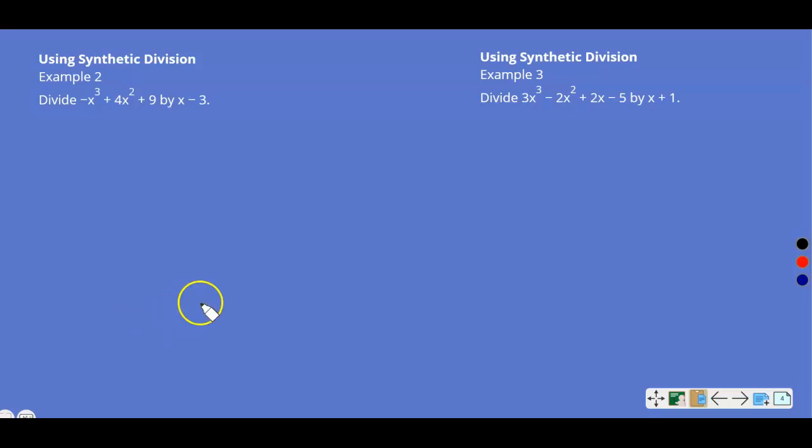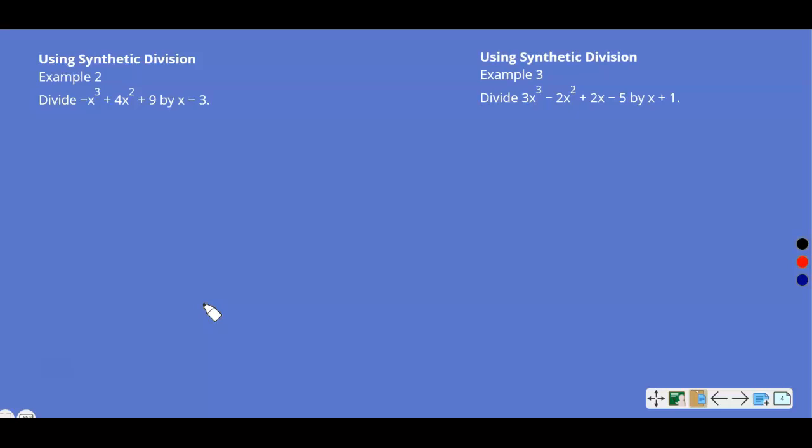Dividing Polynomials, Part 2. Using Synthetic Division, Example 2. So in the first video, we looked at long division of polynomials. And in this video, we're going to look at synthetic division. Synthetic is a shortcut, per se, for certain types of polynomials.